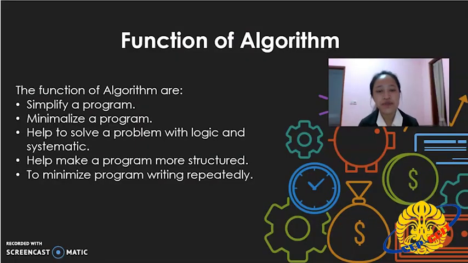Now I will explain the functions of algorithm. The first one is to simplify a program, that means helping to simplify a program that's big and complicated. The second one is to minimize a program, it means minimizing a program that's written more than once. The third one is to help solve a problem with logic and systematically. The fourth one is to help make a program more structured. And the fifth one is to minimize program writing repeatedly, like the second one.